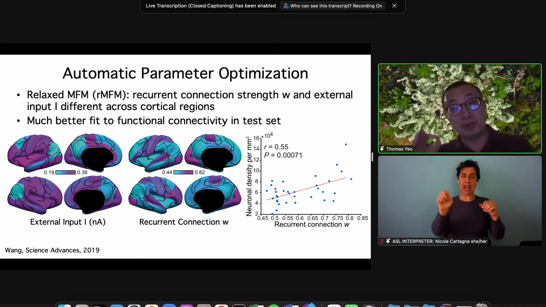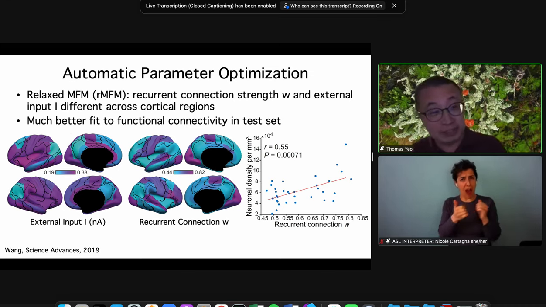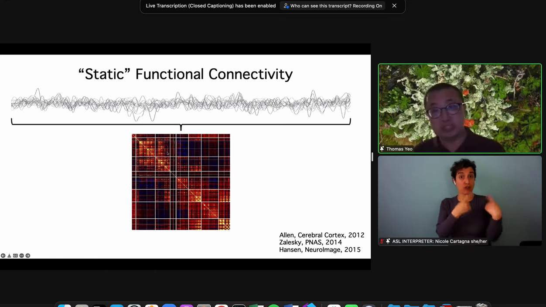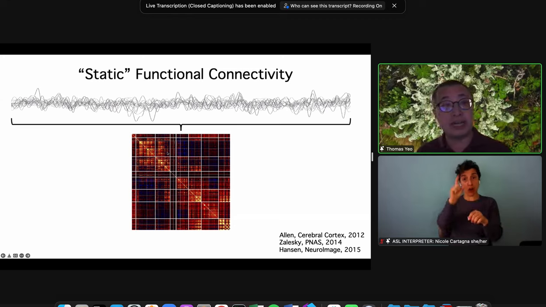But how well does our model actually explain the fMRI data, right? So far, we have computed functional connectivity by correlating the entire fMRI time series. But this assumes that the underlying functional connectivity does not change over time. Therefore, many studies have computed functional connectivity over a short time window.